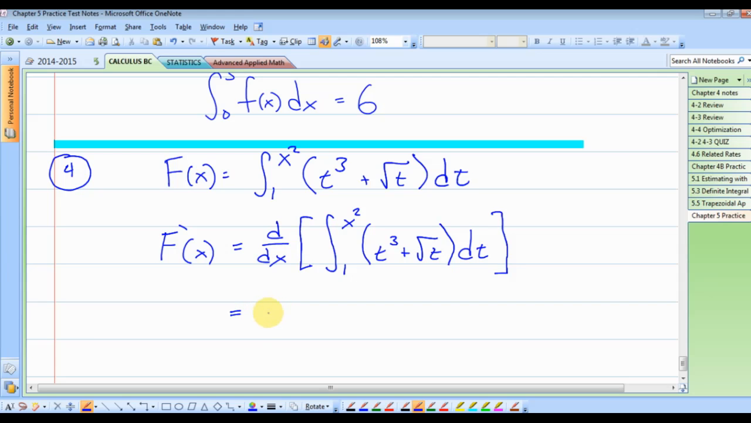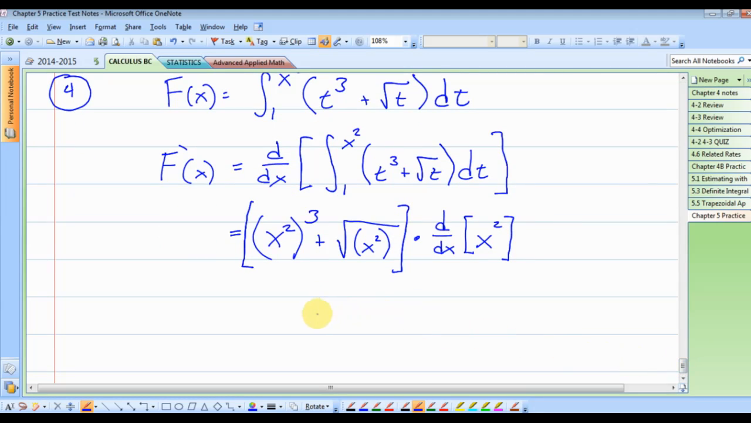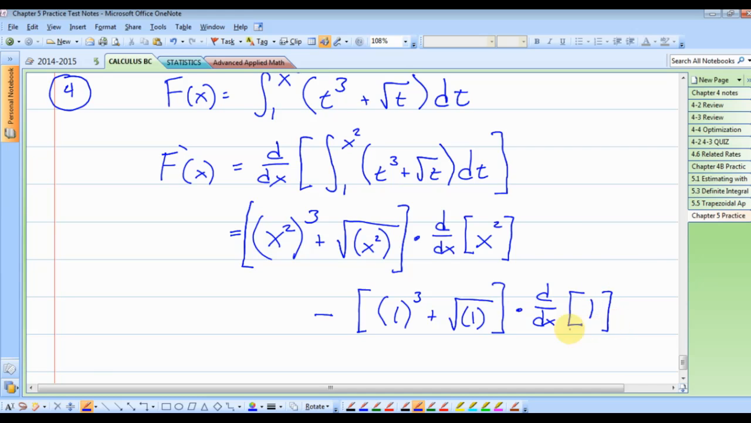Substitute the limits. X squared cubed plus the square root of x squared, multiplied by the derivative of the limit, okay, minus, substitute the limit, times the derivative of the limit. That's the fundamental theorem of calculus.